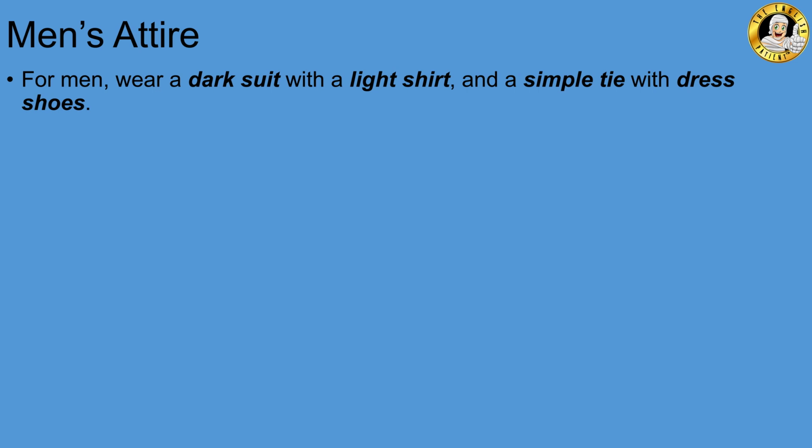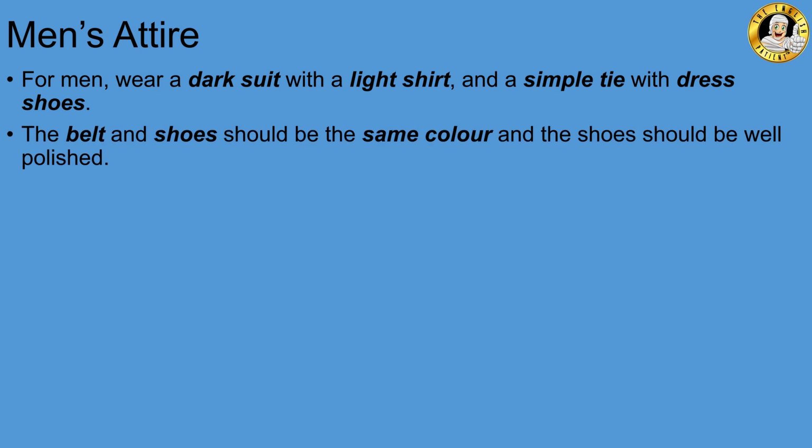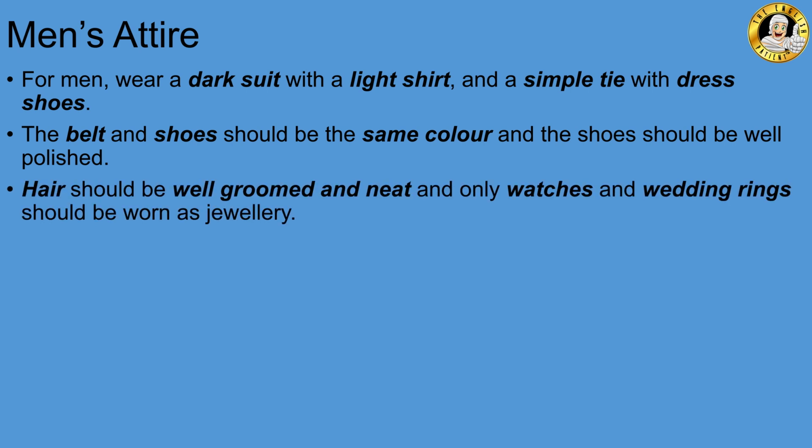What is appropriate clothing? Well, for men, wear a dark suit with a light shirt, for example, light blue or white. A simple tie, not one that shows any political leanings, with dress shoes. That means very nice shoes should be worn as well. Now, your belt and shoes traditionally should be the same color. And make sure your shoes are nicely polished also. Your hair should be well groomed and it should be neat. And for jewelry, only wear watches or, if you're married, a wedding ring, perhaps. Don't go in there with all different kinds of piercings.